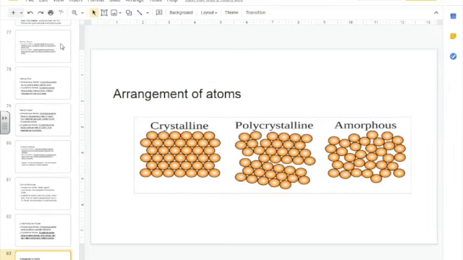The arrangement of the atoms. So you can see here, crystallines, they have a very rigid shape, very straight across, very compact. Polycrystalline, which is kind of a mix of both crystalline and amorphous. It's still put together, but there are some pieces that are switched or changed where you see different angles. And then amorphous, it is not structured as rigidly as crystalline, which gives it its different properties.